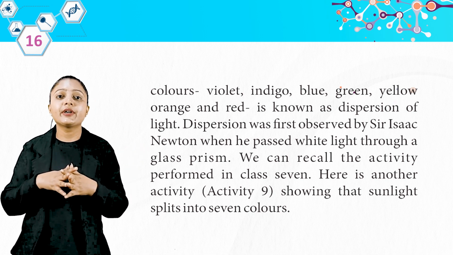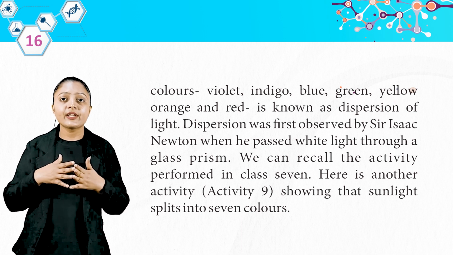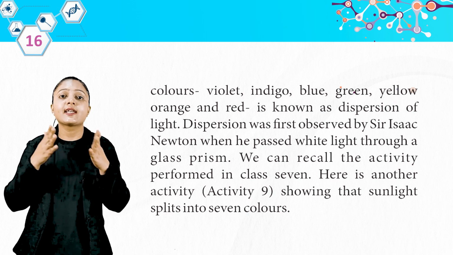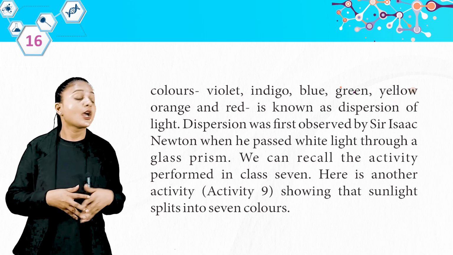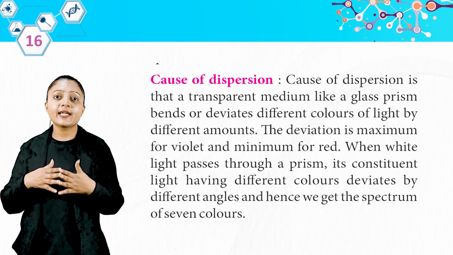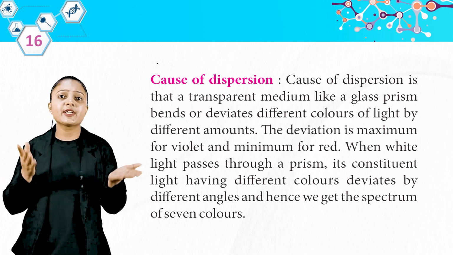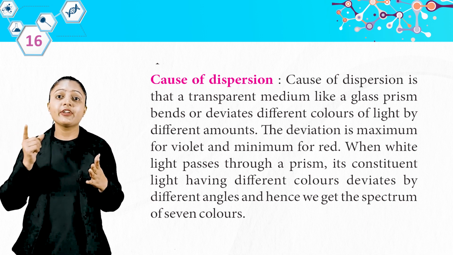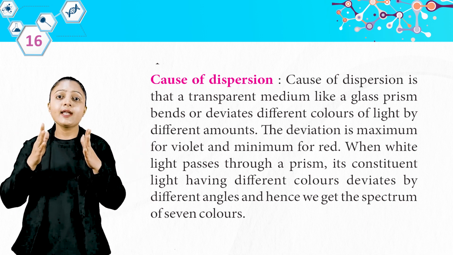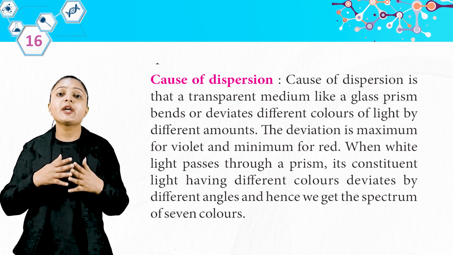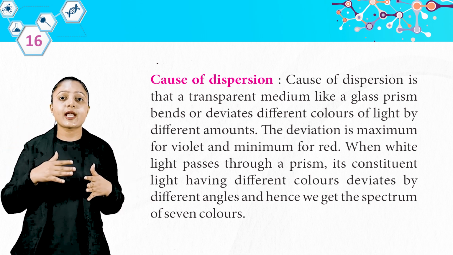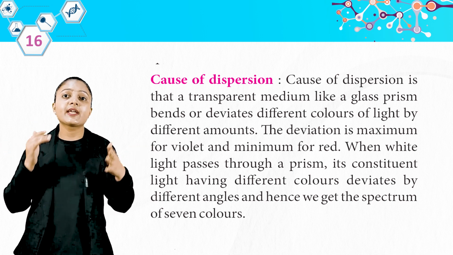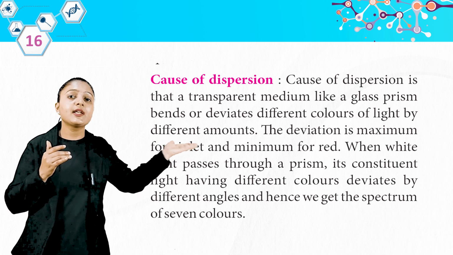We can recall the activity performed in class 7. Here is another activity, activity 9, showing that sunlight splits into 7 colors. Causes of dispersion. The cause of dispersion is that a transparent medium like a glass prism bends or deviates different colors of light by different amounts. The deviation is maximum for violet and minimum for red. When white light passes through a prism, its constituent colors deviate by different angles and hence we get the spectrum of 7 colors.